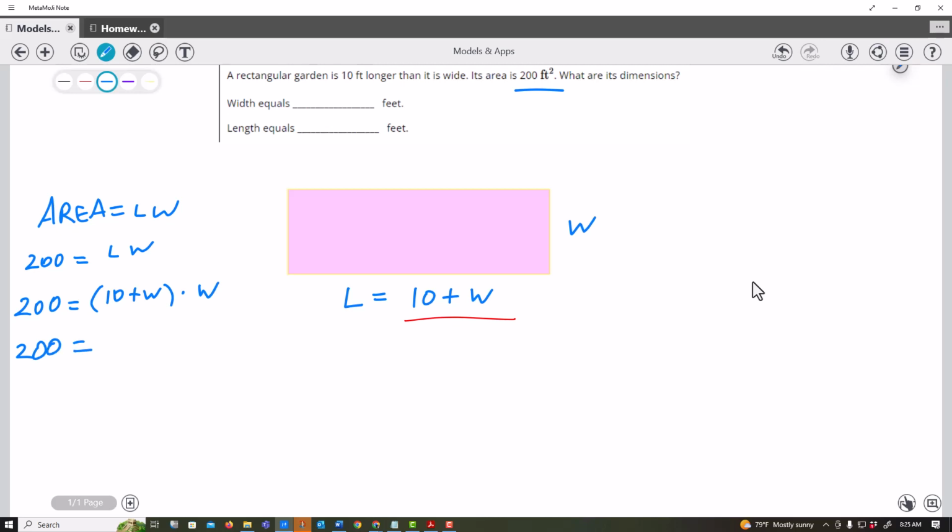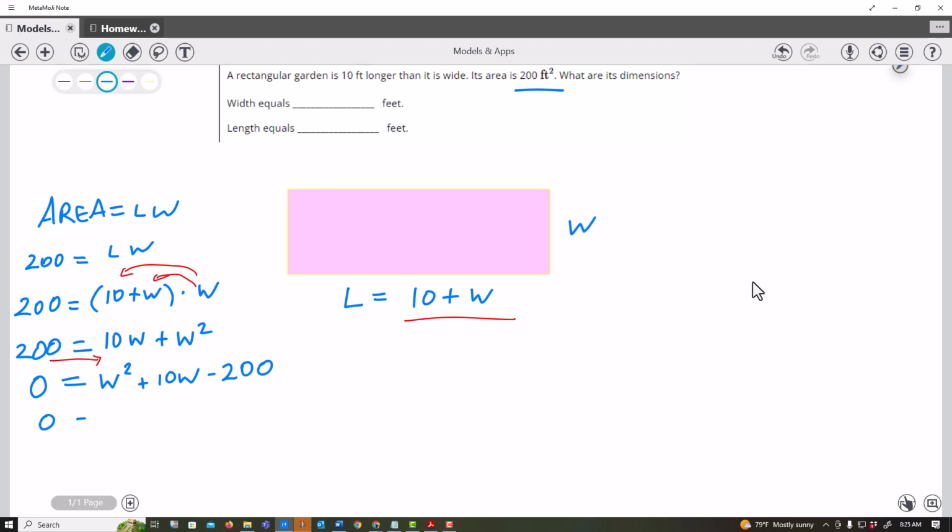200, I'm going to distribute this W. So if I distribute it, that becomes 10W plus W squared. And now I can see this is a quadratic. How do I know it's a quadratic? Because of that squared. So I'm going to write everything on the same side, and I'm going to put the W squared first, 10W, and then minus 200. So I moved that to the other side. Doesn't matter which side, just be careful with your signs.